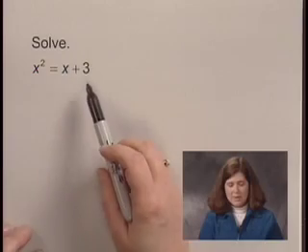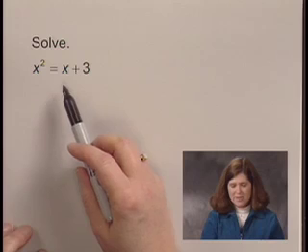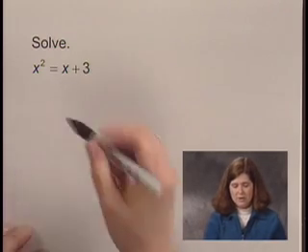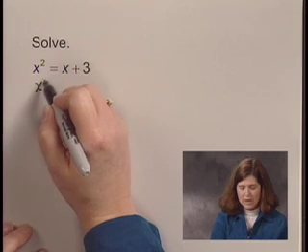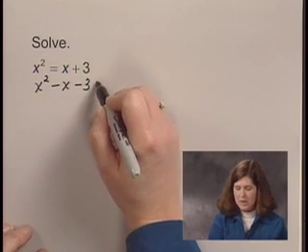In this problem, we'll solve a quadratic equation. We'll solve the equation x squared equals x plus 3. We'll do this first by getting a 0 on one side of the equation. We subtract x and subtract 3 from both sides of the equation to write x squared minus x minus 3 equals 0.